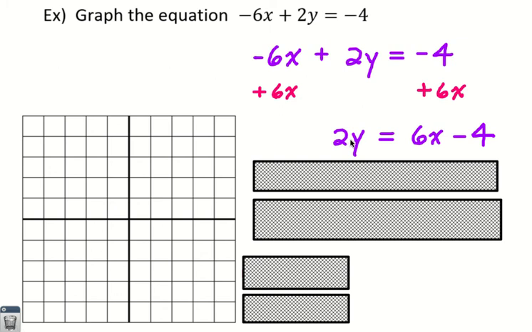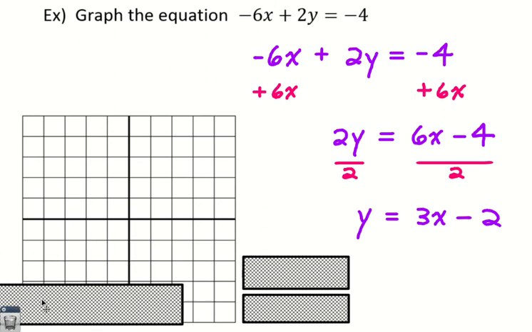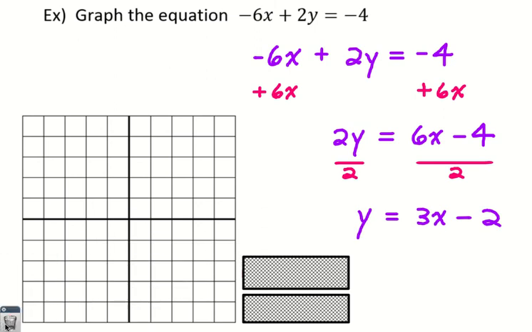The last thing we have to do to get y by itself is divide both sides by 2, as you should know already. And don't forget that when you divide both sides by a number, divide everything by 2. So the 6x gets divided by 2, and the negative 4 is also divided by 2. On the left side, the 2s cancel, so you're just left with y. On the right side, 6x divided by 2 is 3x, and negative 4 divided by 2 is negative 2.